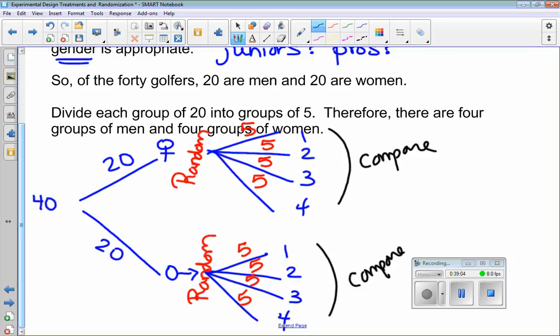Now, those are going to be the most important comparisons because we've really blocked by gender, knowing that women and men have different driving distances. So those are the most important comparisons. You might also want to compare here as well because maybe women had a much better significant change with a certain one versus another. Women responded to ball number 3.